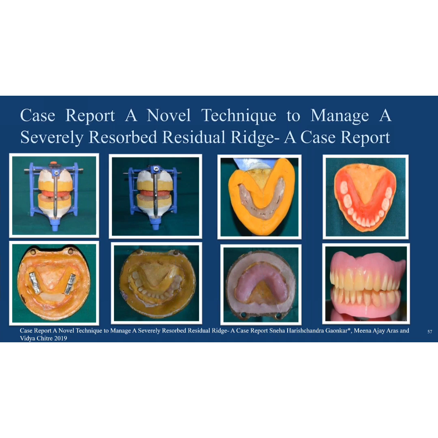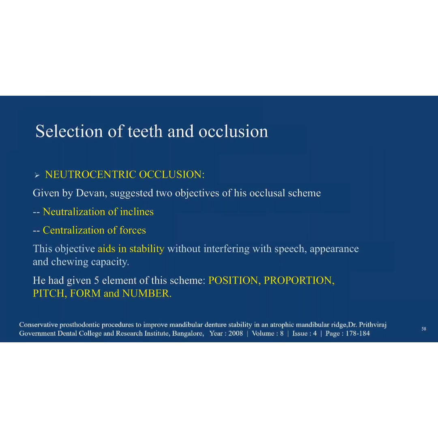So here conventional maxillary denture was planned and mandibular complete denture incorporating a layer of resilient liner between the denture teeth and denture base, which acts as an equal stress distributor, was used.